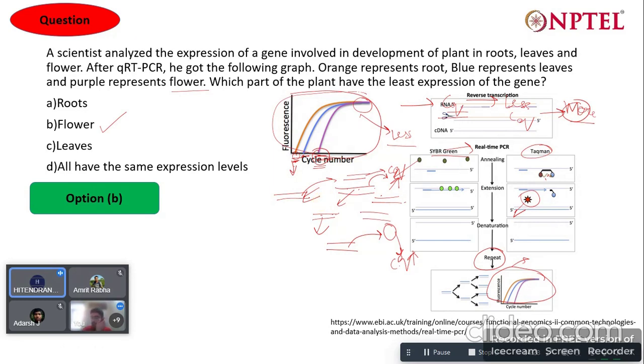Sorry, can you repeat? Okay, so SYBR Green is basically a fluorescent dye that binds to double stranded DNA. When the DNA is single stranded, it will not give any signal. But when the DNA is double stranded, it will bind and fit itself into the duplex that is formed.